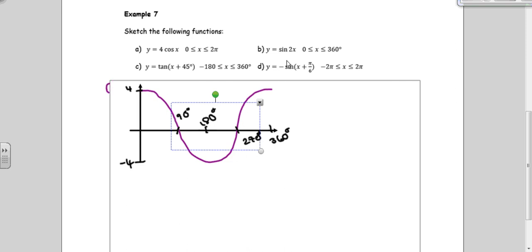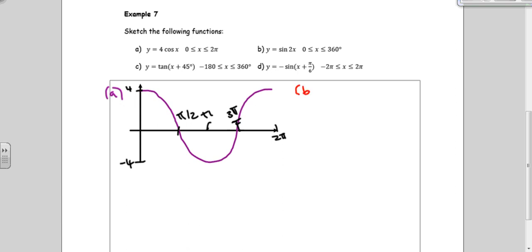Sorry, we're not doing our measurements in degrees, we're doing them in radians. So this will be pi over 2, this will be pi, this will be 3 pi over 2, and this here will be 2 pi. So that's part A done. So now for part B, we need to sketch the graph of y equals sine of 2x.